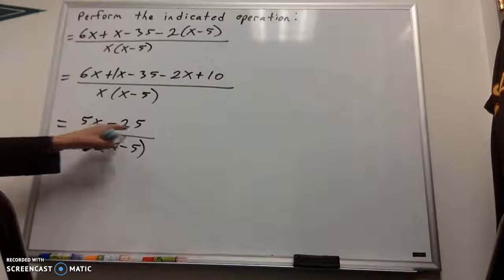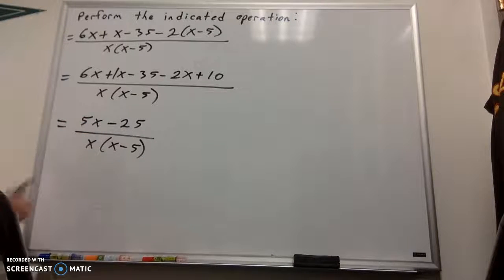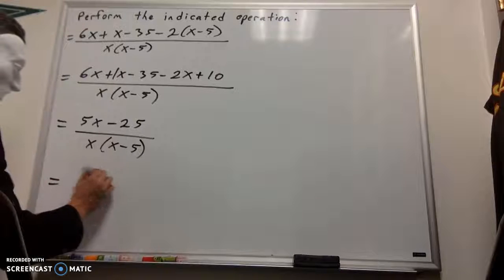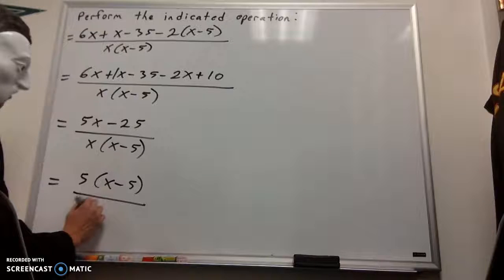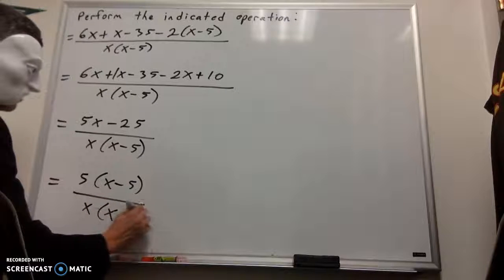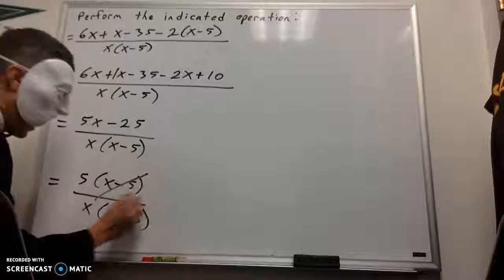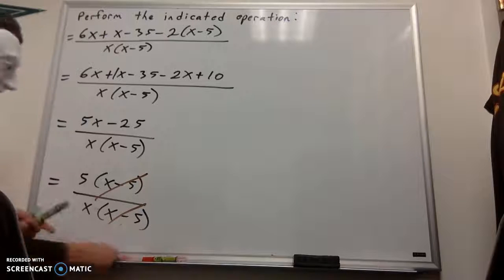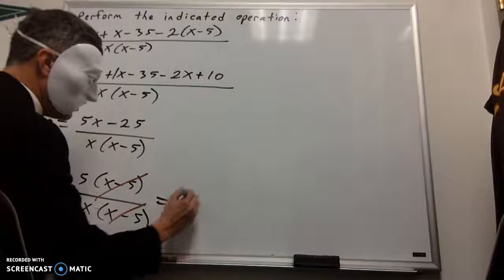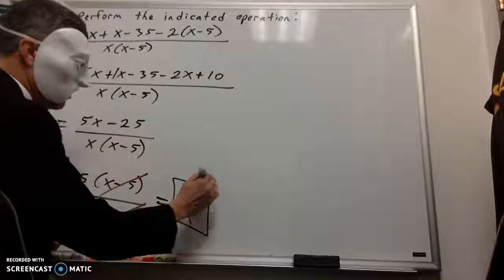And here, I got a surprise for you. Let's factor out a 5 in the numerator. It gives me an x minus 5. My denominator is still x times the x minus 5 there. Oh. The x minus 5's drop out. In the end, my answer is only 5 over x.